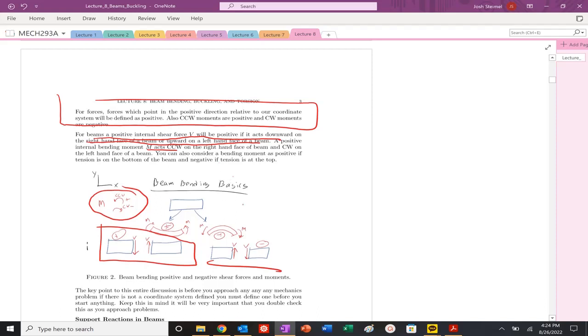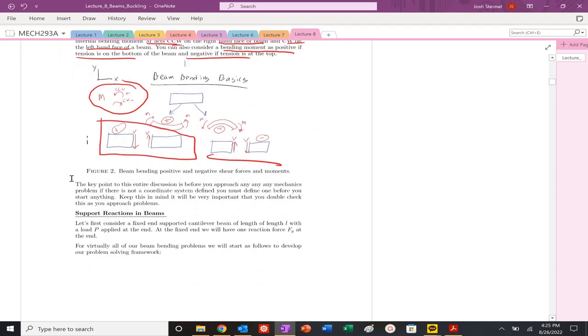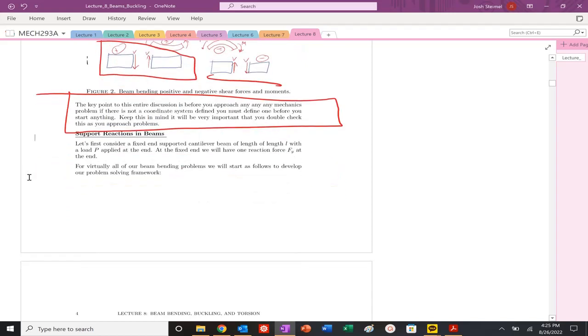If we have tension on the bottom of our beam, that's a positive bending moment. If we have tension at the top of our beam, that is going to be a negative moment. Hopefully you've seen all of these different definitions, but this is the nomenclature, how we're going to define positive and negative in this course. If you're using a different coordinate system, make sure that you specify that when you're working on problems.